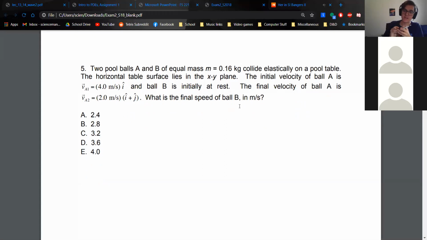More momentum, lots of momentum at the beginning of this test. We got two balls, two pool balls, and they collide and ricochet off each other. Well, they want to know what the final velocity of B is. I think I'll give you guys until about 3, and then we'll come back together.